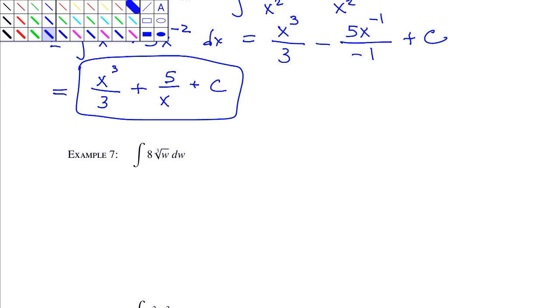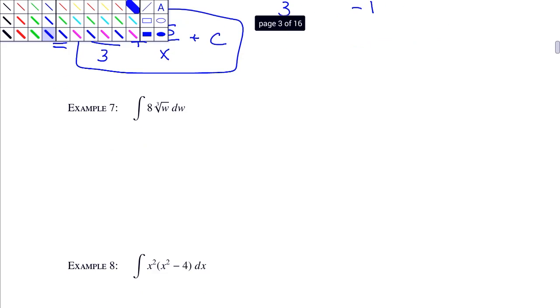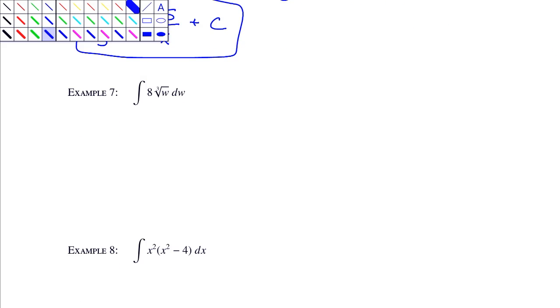Third denominators. Third denominator. And don't forget to clear the denominators. Okay, let's check it. So this would be 8w to the 1/3 dw. So to integrate, we raise the power by 1. What is 1/3 plus 1?